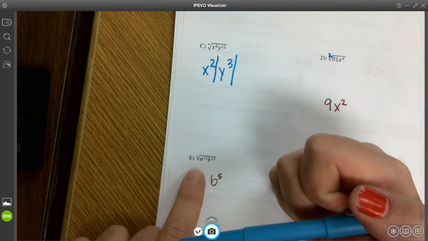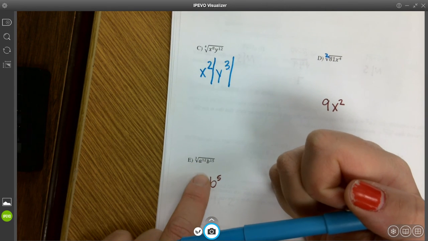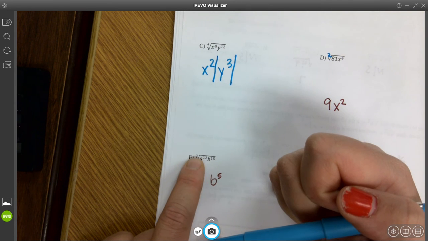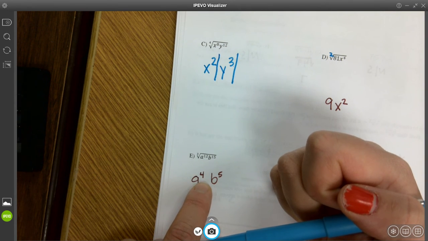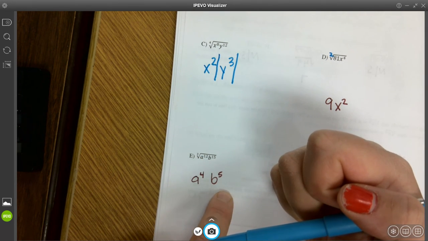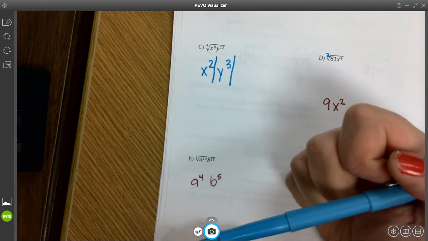E, odd index. I don't care as much with the absolute values because it's odd. There are 4 groups of 3 in 12. So 12 divided by 3 is 4. For 15, there are 5 groups of 3 in 15. 15 divided by 3 is 5. Again, odd index, doesn't matter about absolute value.